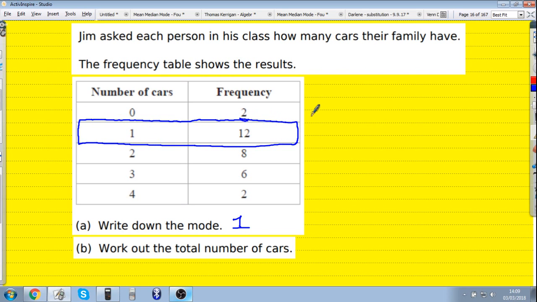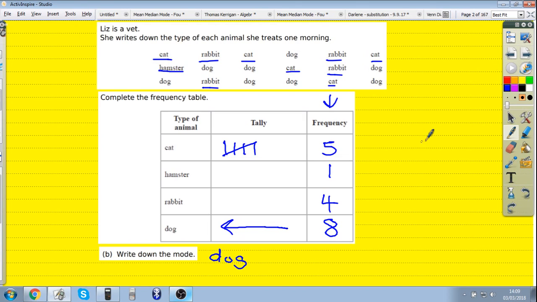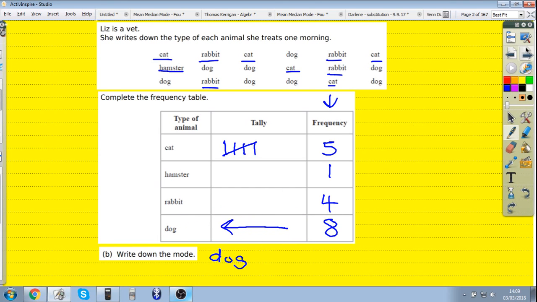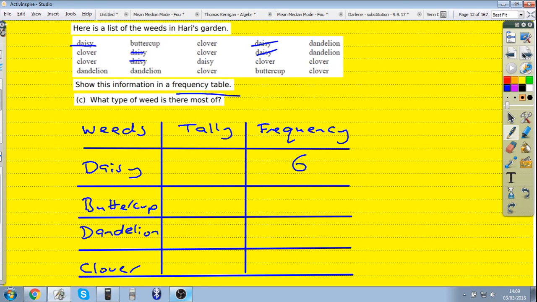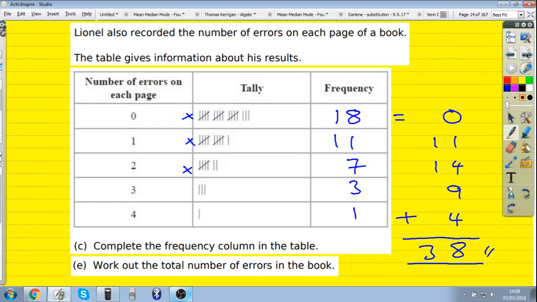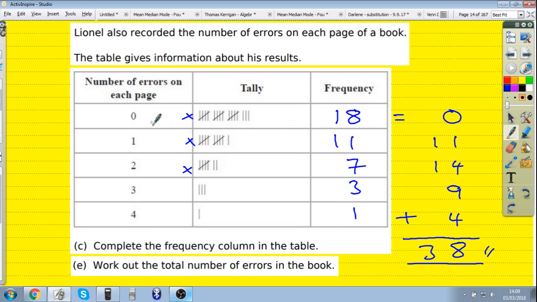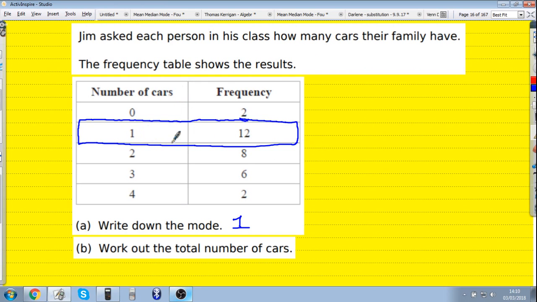Right. Okay. So in the same way, if we go right the way back. Here the mode wasn't 8, the mode was dog. And it gets confusing when you don't have a word, when you have a number. You've got two numbers, but it's just something to be aware of. Okay, so for this one, what's the mode? The mode is 0. Correct. So on average, there's 0 errors. This one, on average, a family owns 1 car.